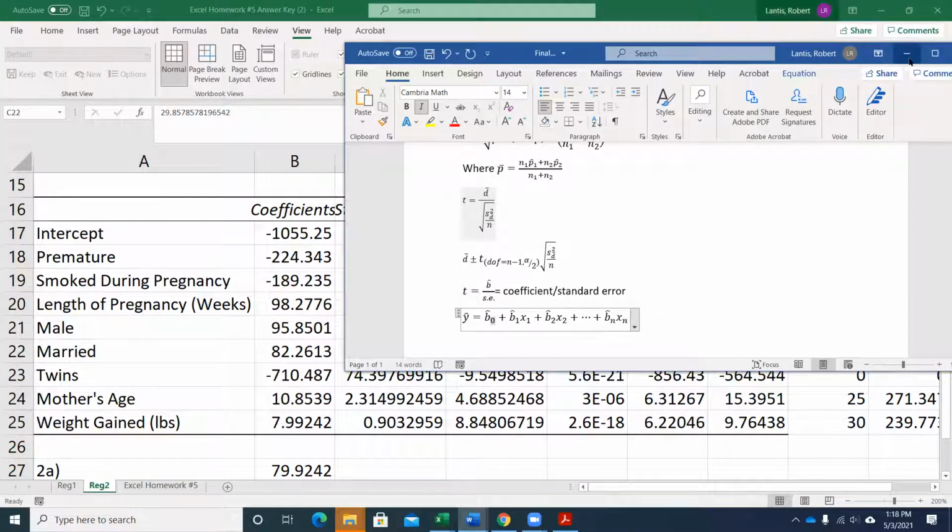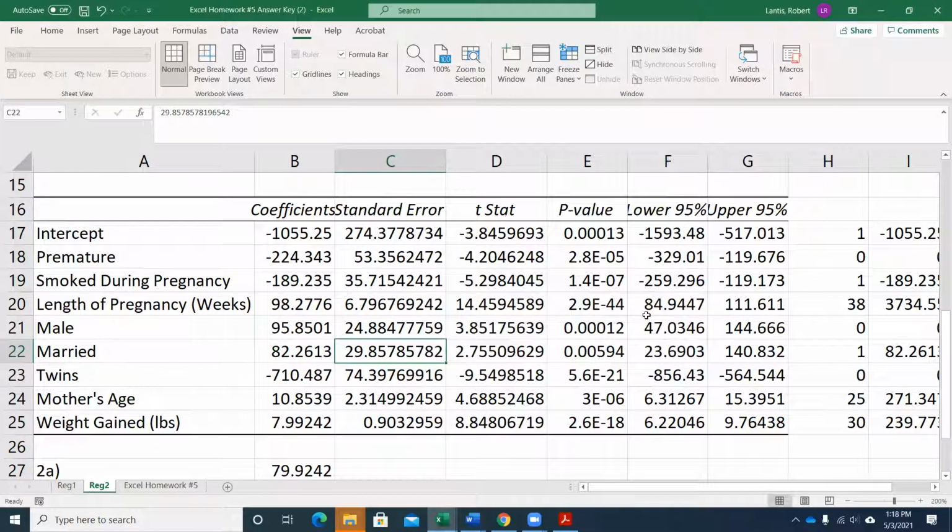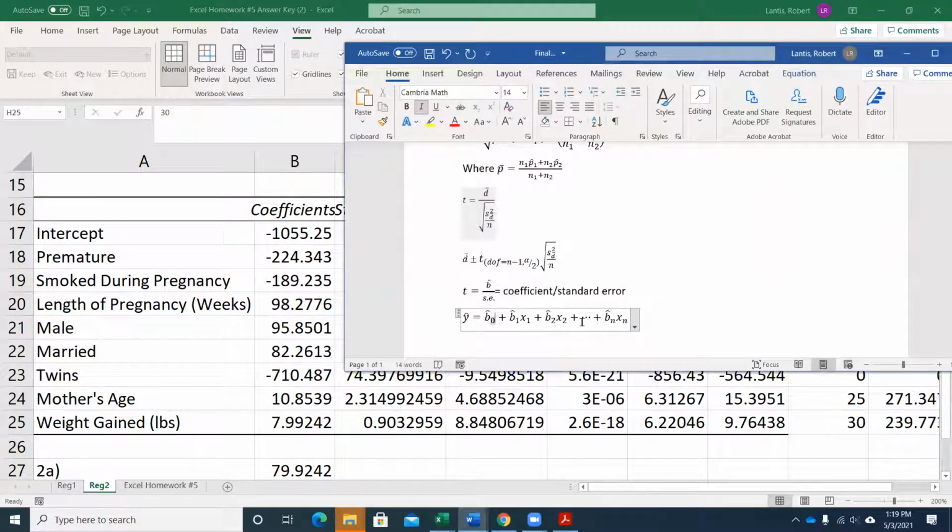for this person, right? So for instance, in that Excel file, I think I said, for a child that's not premature, the mother smokes while pregnant, it lasted 38 weeks, it was female, married, twins, mother's age was 25, the weight gained was 30 pounds, what would the predicted birth weight be, okay? Well, all I'm going to do is take these coefficient values, plug them in here, then take those hypothetical x values, plug them in, and now it's just a simple linear equation that I enter in my calculator.